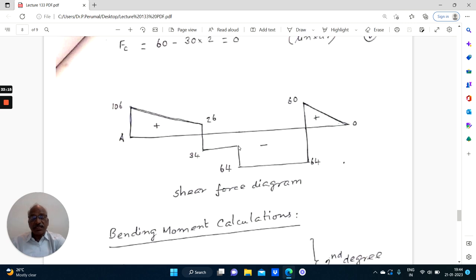At the point E, there is a load of 30, therefore minus 64. This horizontal portion you have to remember. Otherwise, write down the equation for Mx between these two points. It will be independent of x. You will understand that it is constant.